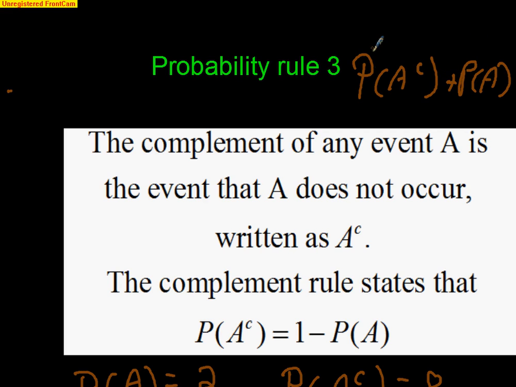That's it. So I'll give you a second to write this down, and then we'll go on to probability rule number 4. And that's all we'll have for right now. There are more probability rules, but all we're going to do is cover 1, 2, 3, and 4 in this video.